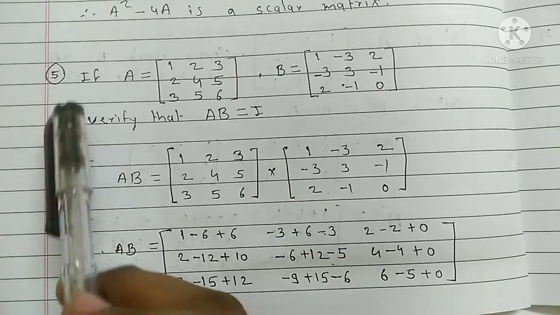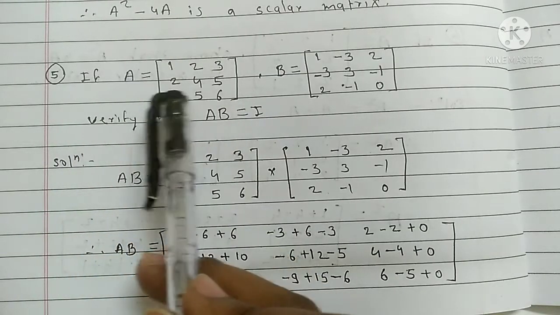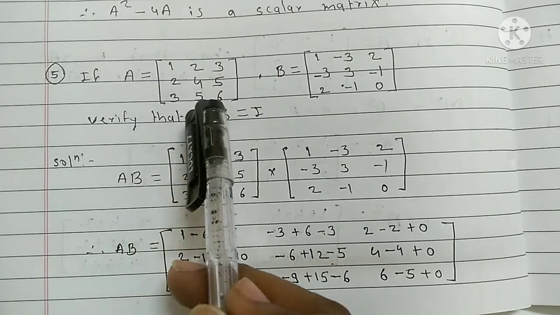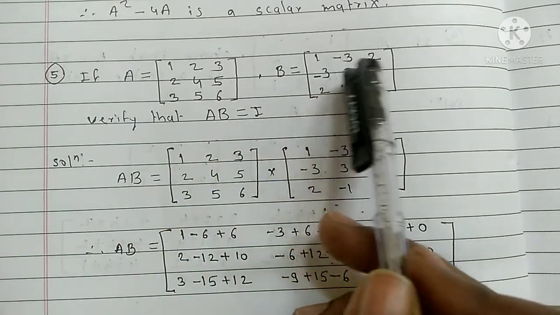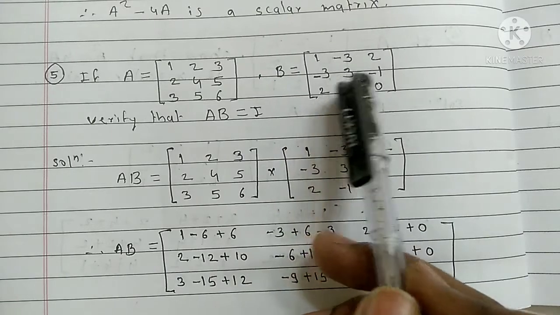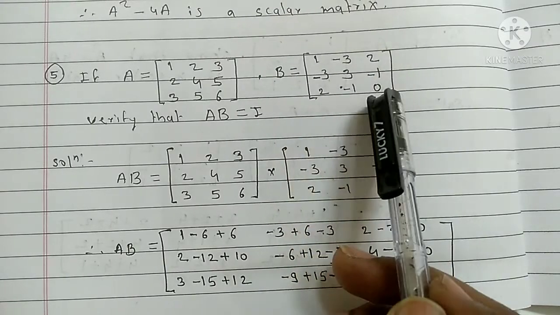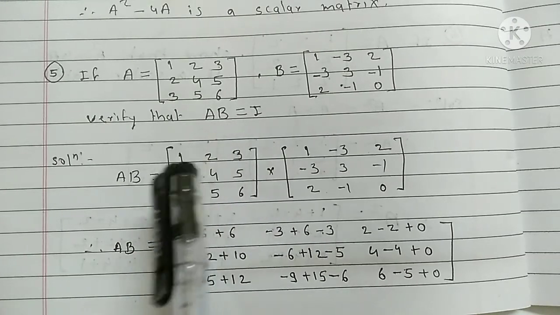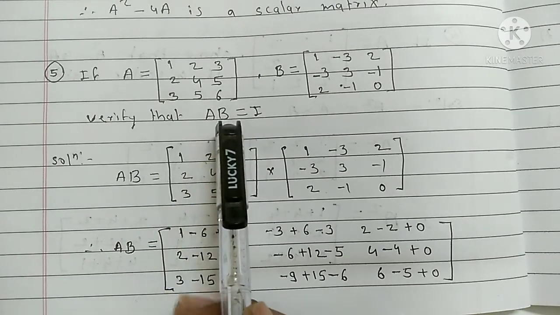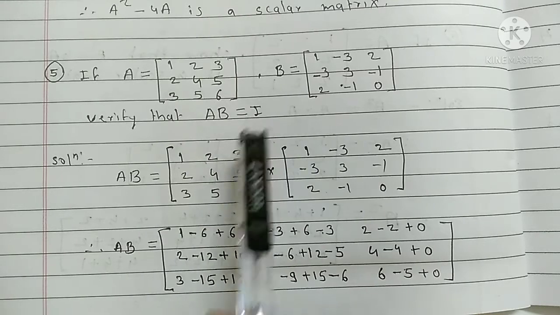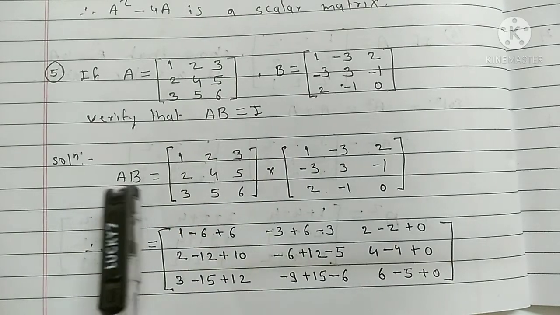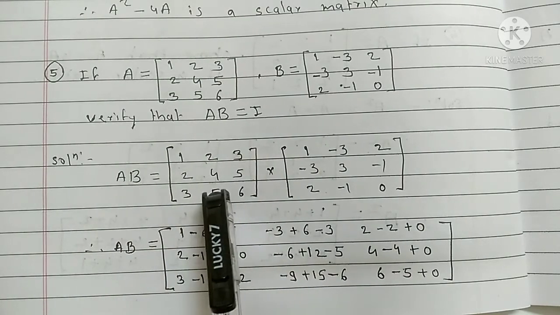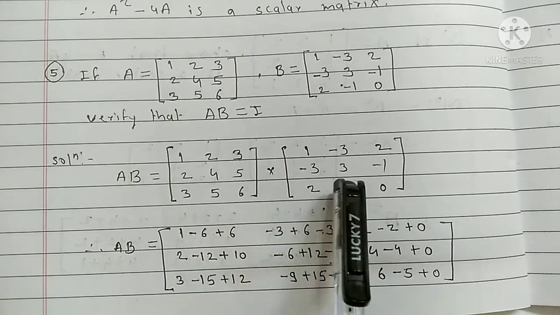Now next is, if A is 1, 2, 3, 2, 4, 5, 3, 5, 6 and B is 1, minus 3, 2, minus 3, 3, minus 1, 2, minus 1, 0, verify that A into B is equal to I. So here we will find A into B and that will be I. So first we will find AB. So A into B is equal to, this is our matrix A into matrix B.